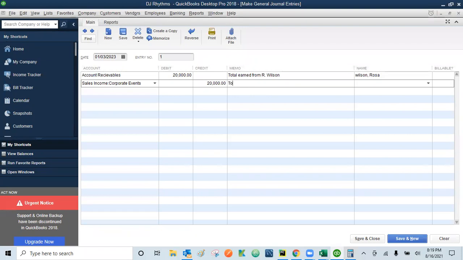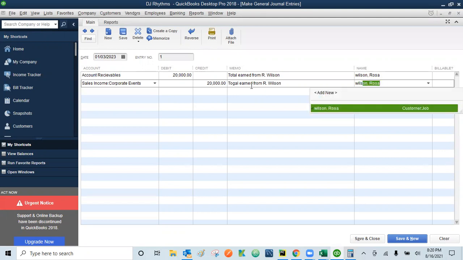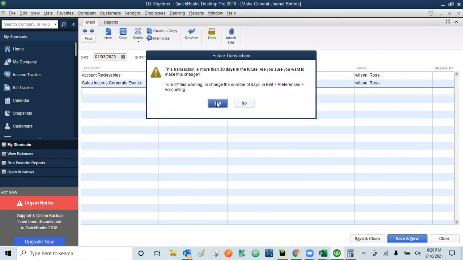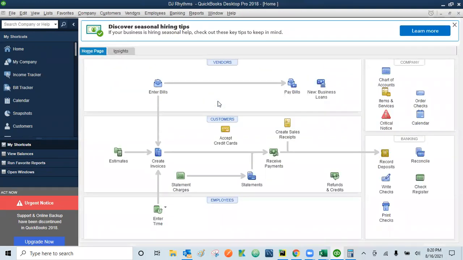And then we can just update the same information, total earned from R. Wilson Rosa, and the entry is done. Simply save and close. So now the transaction is done. We are good with it.